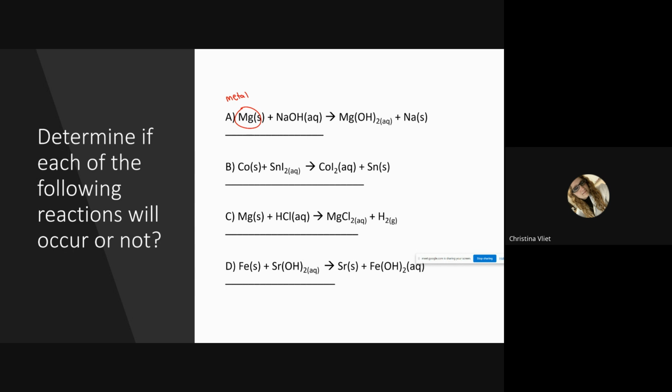Sodium. And so I'm just going to circle that. So magnesium would have to be stronger than sodium for this to happen. Well, take a look at your list. Is magnesium stronger than sodium? It is not. So if it's not, the answer is no. This is not happening. And the good news is that if a reaction's not happening, you don't have to complete and balance it because it's not happening.